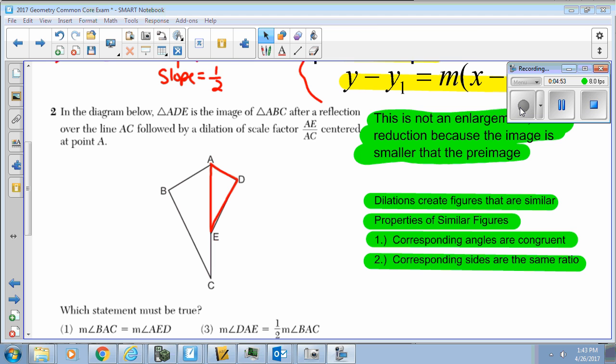Okay, so let's get back here. ADE is the image of ABC after a reflection over the line AC, so that would be this line, followed by a dilation of a scale factor of AE over EC, centered at point A. Now, some of this we really don't need to know.